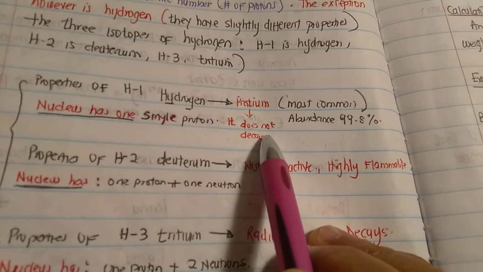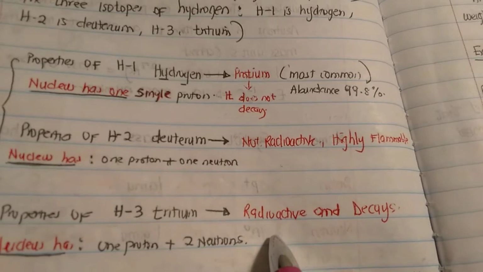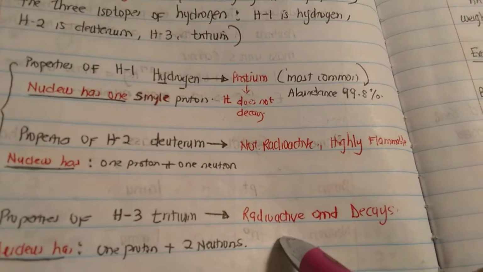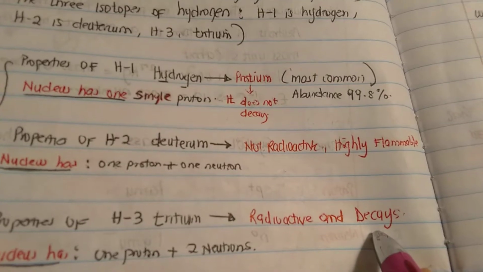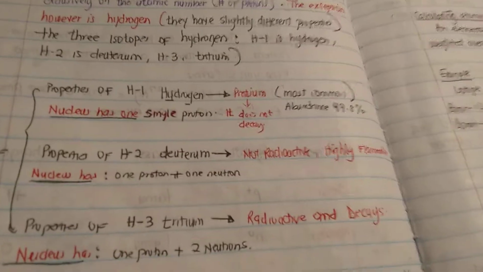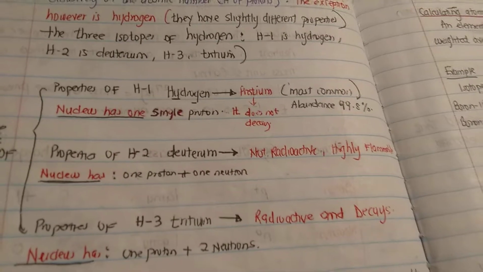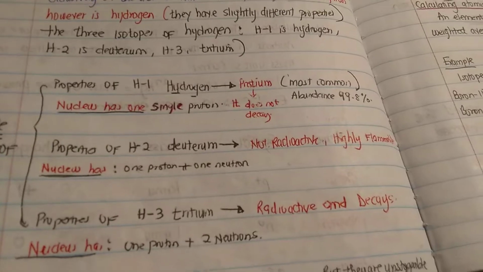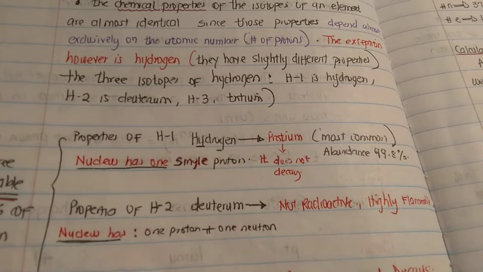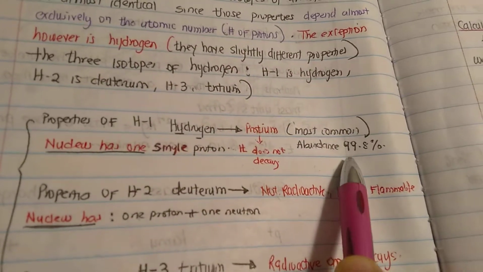So protium does not decay. H2 is not radioactive. H3 is radioactive and decays. So H3 has what these two do not have, if that helps. Protium does not decay, so H3 does. H2 is not radioactive, so H3 is radioactive, and H2 is the most highly flammable, and this is the most common one that's found.